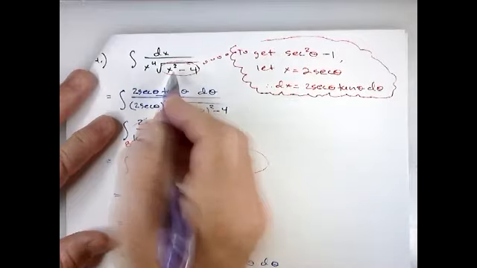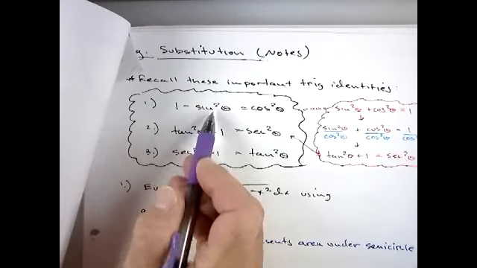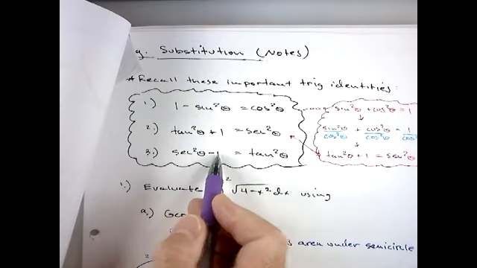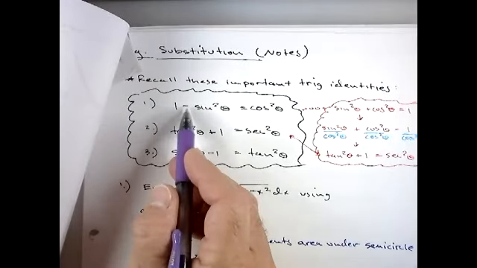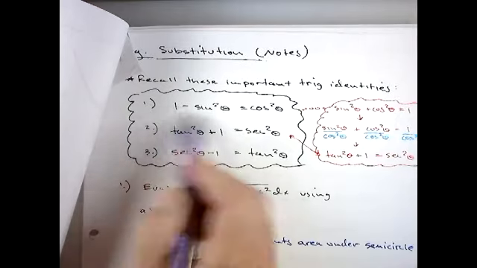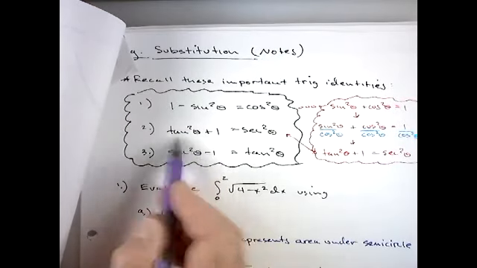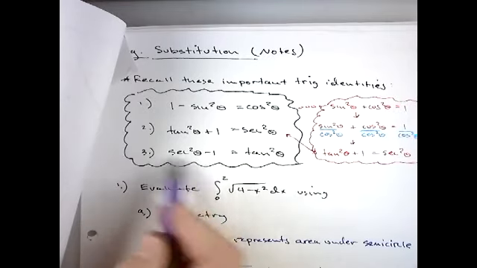Our 3 identities, let me go back to our 3 identities, okay? We have 1 minus sine squared theta, tan squared plus 1, secant squared minus 1. So the way to think of this is if you get an integral that has 1 minus, or a number minus something squared, you're going to probably use this one. If you have something squared plus a number, you're going to use this one. And if you have something squared minus a number, you're going to use this one.